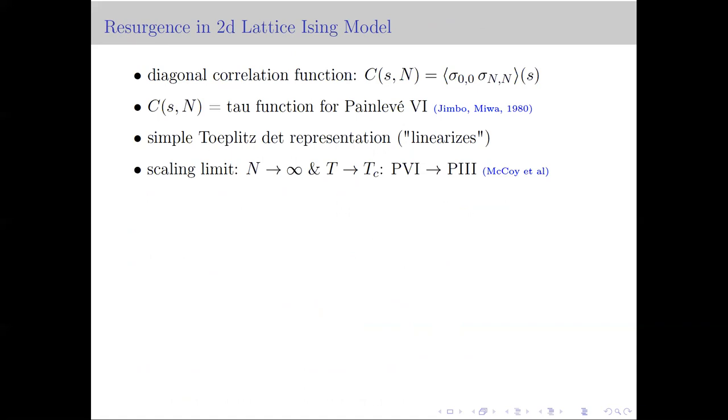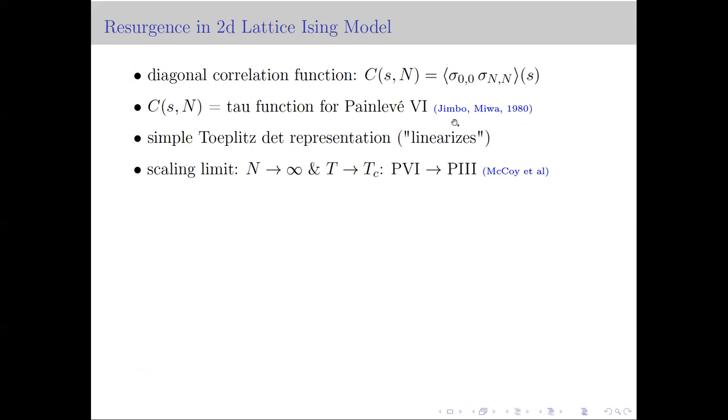So imagine the square lattice, to be precise, 2D lattice Ising model. Now imagine the correlation between spin at some site and spin at another site. And let's specialize to just diagonal, along the diagonal of the lattice. So S is like the coupling parameter or the inverse temperature. It's a function of that, but view it as the coupling. So this is a function of the number of steps along the diagonal that you go, and also the coupling.